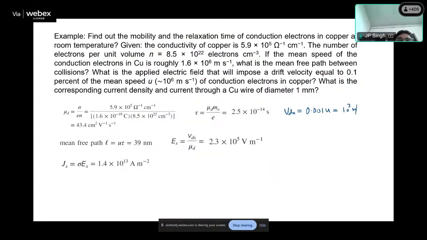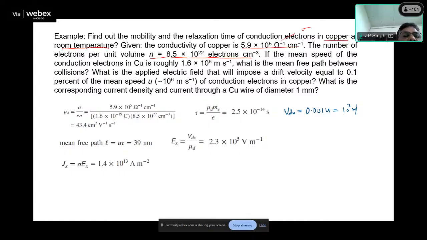Now let us do one problem here. We need to determine the mobility and the relaxation time of a conduction electron in copper at room temperature. The conductivity of copper is given, and the number density of electrons n is also given. This number is your conductivity sigma, and we need to figure out the mobility.